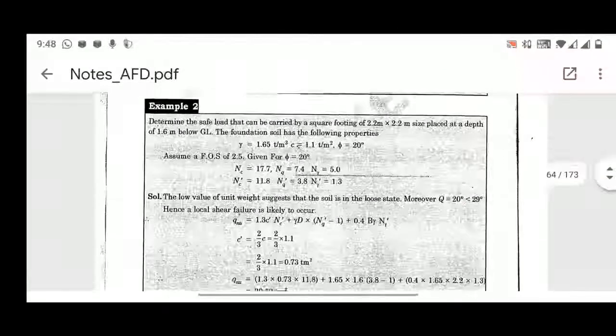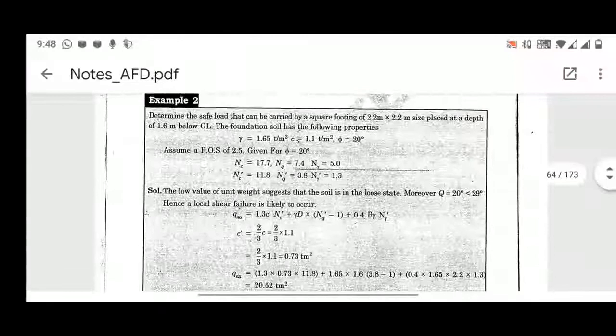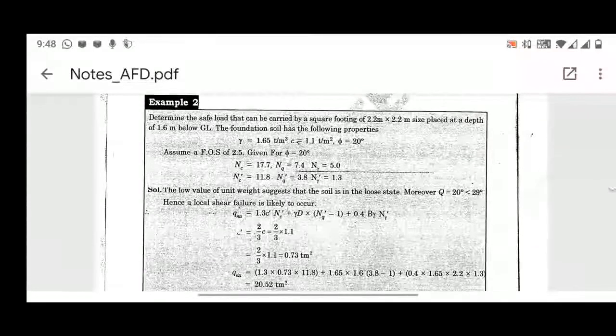So moving on to the example problems, I'll be giving you an overview only. It's a request, kindly go through these example problems and complete them on your own. And if you face any difficulty in solving any problem, then please bring it to my notice.